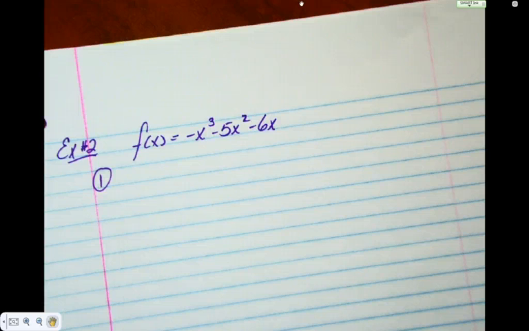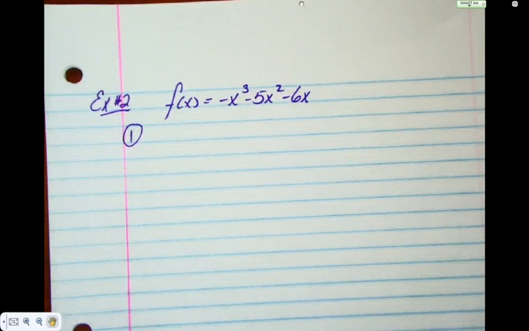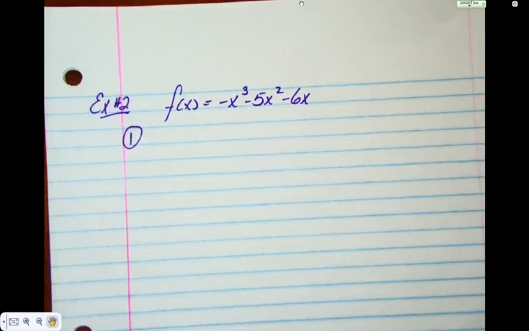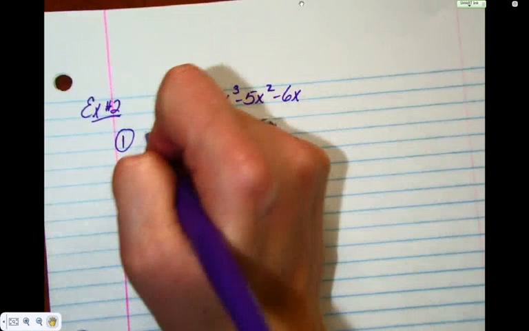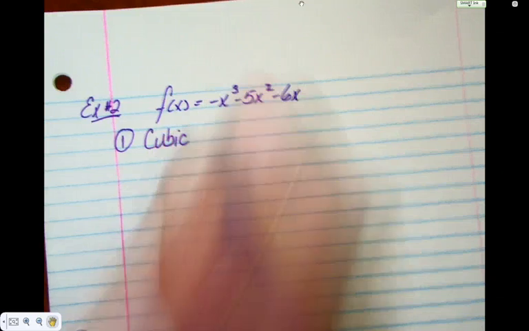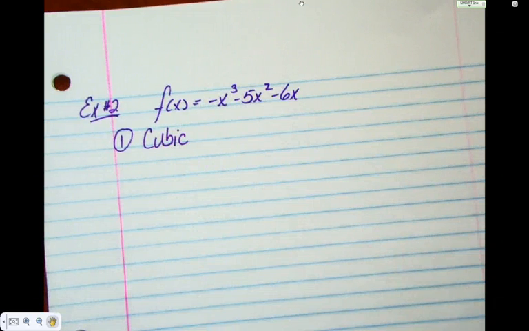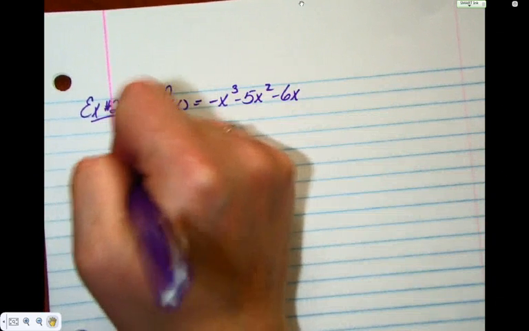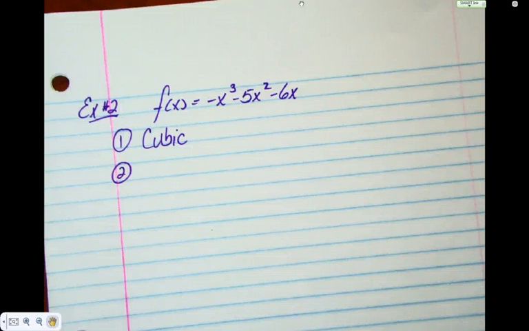Okay, so step number 1, name it. Now this is not something you would normally have to write down. I'm just going to do this one step by step so you can follow the first example later. We're going to name it: look for the highest degree. Highest degree is 3, so that means it is a cubic. The point of naming it is so we can start to think about the end behavior. This is a cubic, and the leading coefficient is negative. Tell me what you know about a cubic with a negative leading coefficient. Up, down is the offer.